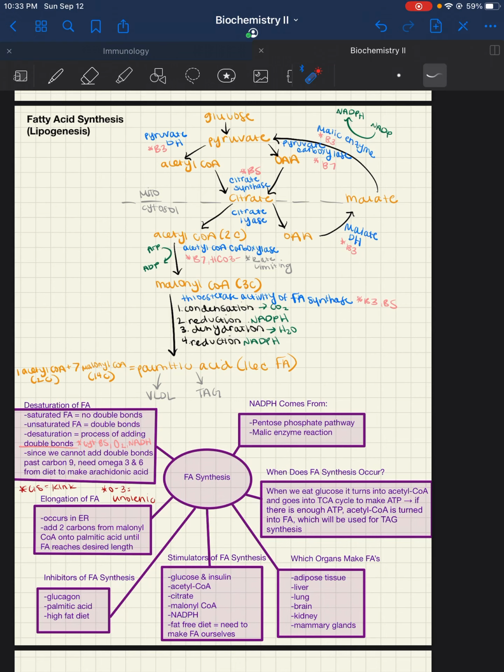Fatty acid synthesis occurs when, like I said at the beginning of this video, we eat too much glucose for our need right now. So we turn glucose into fatty acids, and then we put those fatty acids with glycerol into a TAG to be stored in our adipose tissue. So most of our organs make fatty acids, most importantly adipose tissue, liver, lungs, brain, kidney, mammary glands.